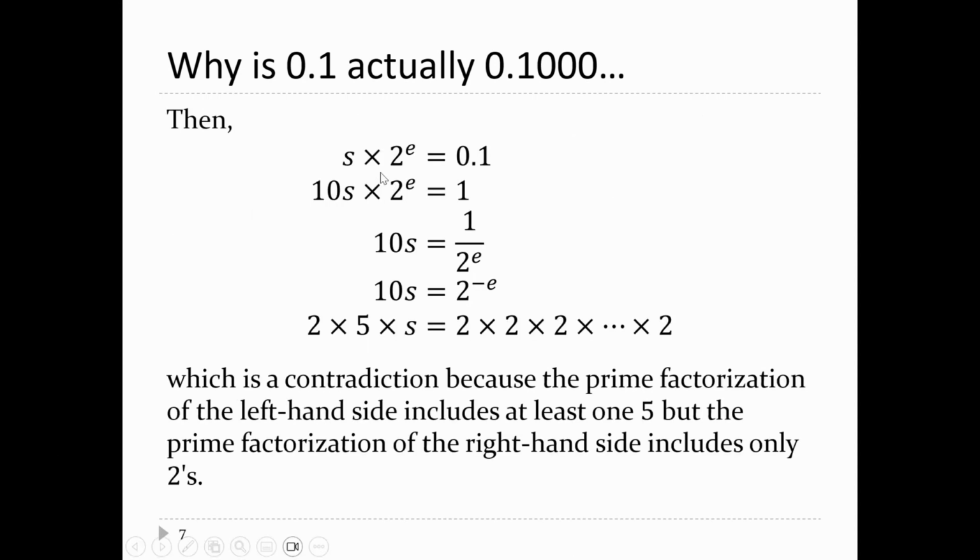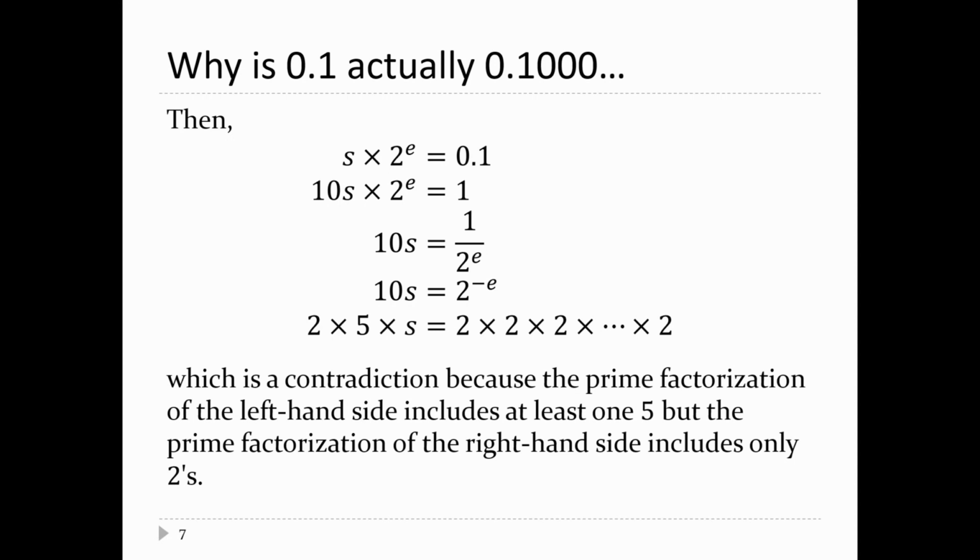Okay, so let's work this out. s times 2 to the e is 0.1, so I'm going to assume that's true. I'm going to get rid of the decimal by multiplying both sides by 10. So 10s times 2 to the e is equal to 1. I'm just going to divide both sides by 2 to the e, so 10s is equal to 1 over 2 to the e. And remember, e is negative. So I can write 10s is equal to 2 to the minus e, because 1 over 2 to the e is just equal to 2 to the minus e.